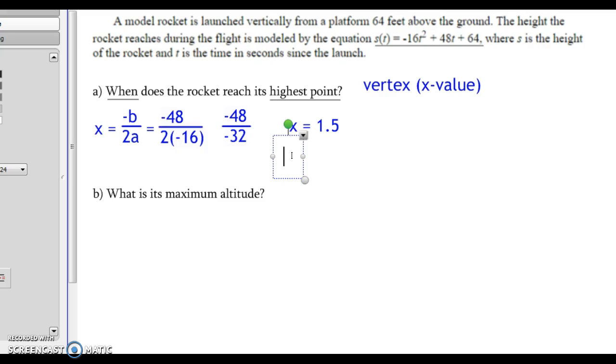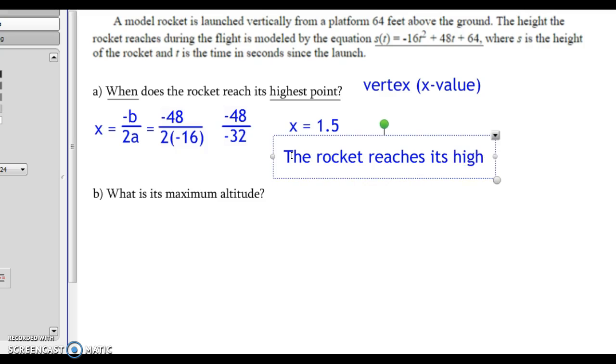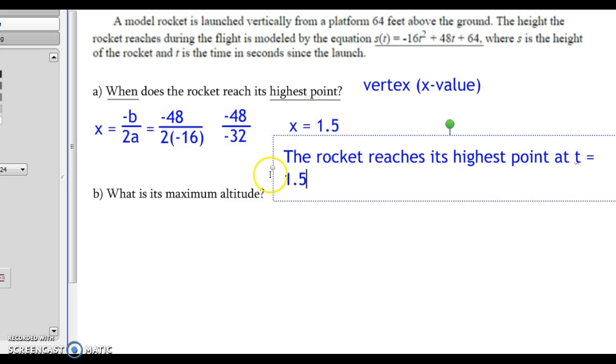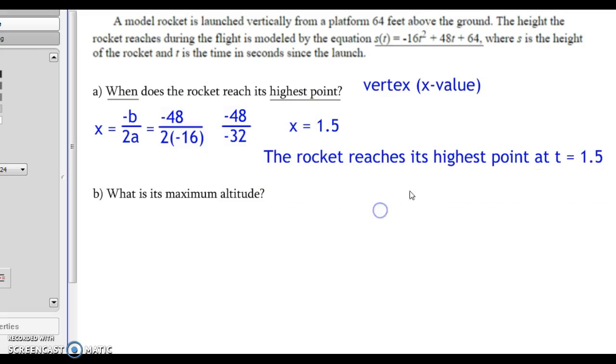So we can state when the rocket reaches its highest point. We know t, or in this case x, is the time in seconds. So we can say the rocket reaches its highest point at t equals 1.5. And if you said x equals 1.5, you would be perfectly fine with that. Section B asks what is its maximum altitude.